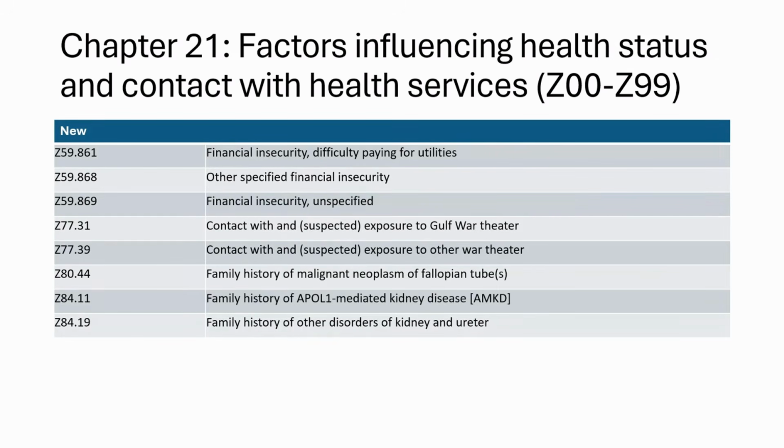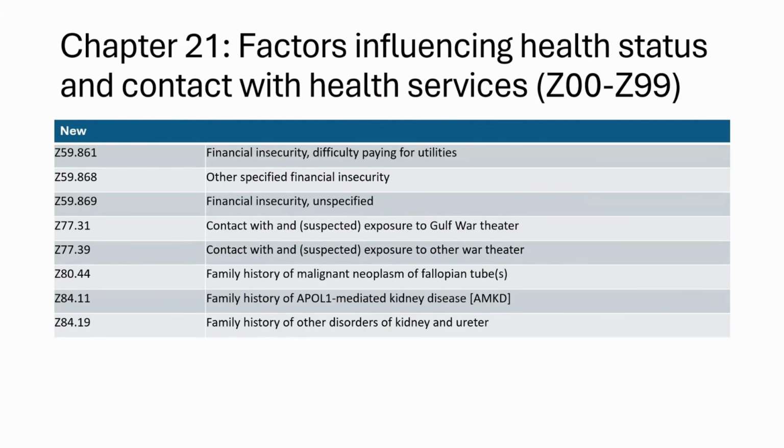The social determinants of health codes have added some new additions to report financial insecurity. And these allow us to capture when patients struggle with basic needs like paying for their utilities, or when there is other specified or unspecified financial hardship. These codes reflect the growing recognition that financial strain is something that very directly impacts a patient's health as well as their access to care.